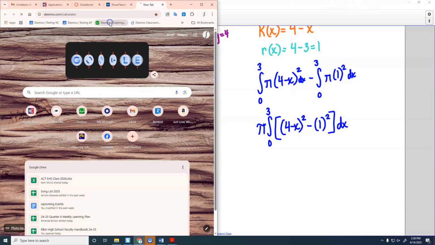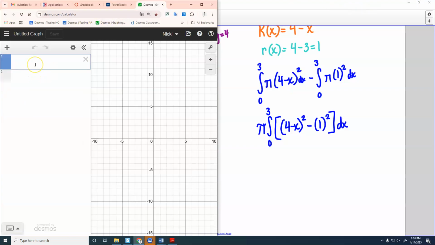So if we just integrate with the calculator, integral 0 to 3 of 4 minus x squared minus 1. Obviously, this 1 squared is not really necessary. I could change it to just a 1 there and dx. And so we're getting 56.549.